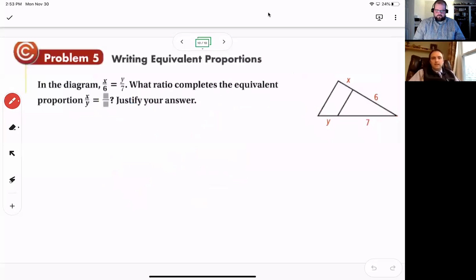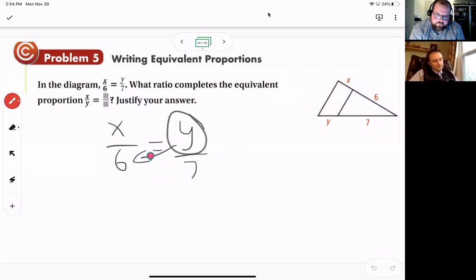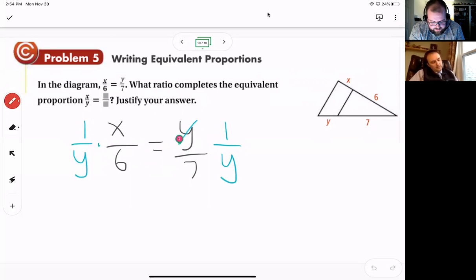Last slide. All right. In the diagram, x over 6 is y over 7. What ratio completes the equivalent proportion x over y? Justify. Okay, so this is basically what I was just doing. X over 6 is y over 7. I want to get this y over yonder. Can't I just divide both sides by y? I think so. That would make sense to me. Or if that confuses you, you could multiply by 1 over y. I like that. Because that's the same thing. So that gets me x over, I have 6y now, equals 1 over 7.